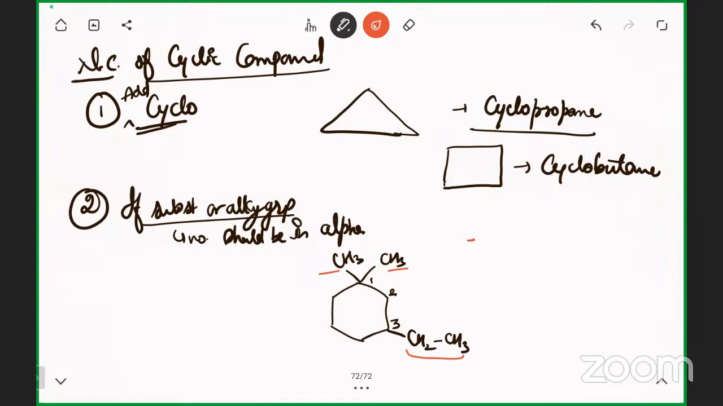So on the third position, we have 3-ethyl. On the first position, what do we have? Methyl. So it will be 1,1-dimethyl. And for the cyclic compound, we use cyclo. 6 carbons are present, so it will be hexane. This much easy is not asked.